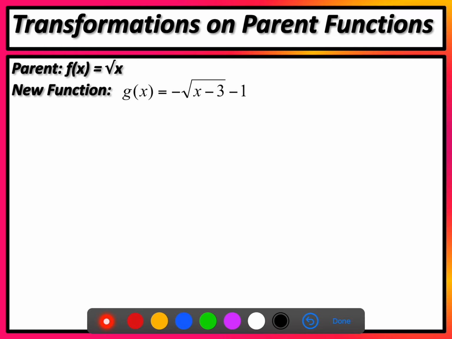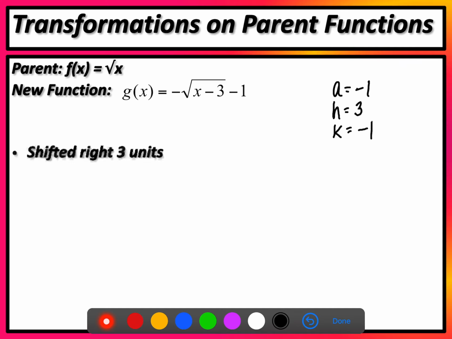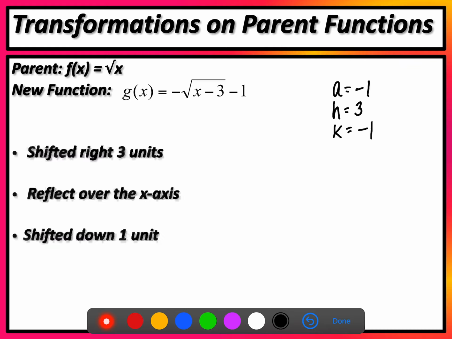Okay, so again, if you want to pause your video, write down your transformations and then come back to it. Another thing that I like to do is write down what my A, H, and K values are, and sometimes I find that that really helps me to write out my transformations. So I see I have an A value of -1, I have an H of 3, and I have a K of -1. So this is shifting 3 units to the right. It's reflecting over the x-axis because the negative is in front of the function. And then it's shifting down 1 unit because it's minus k.